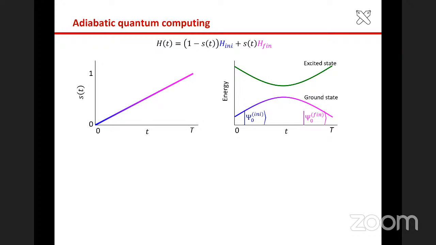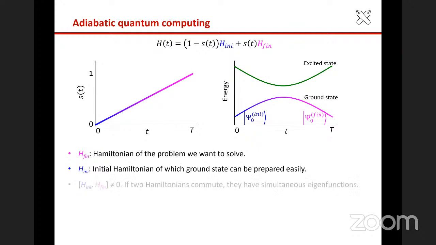So if t equals 0, this function is 0, which means that the starting Hamiltonian is just the initial Hamiltonian. And at the end of the time evolution, if t equals 1, it means that we have the final Hamiltonian at the end of the time evolution. This initial Hamiltonian and final Hamiltonian should not commute with each other.